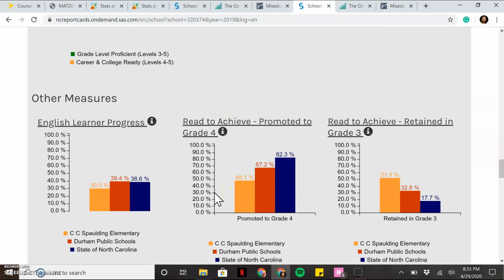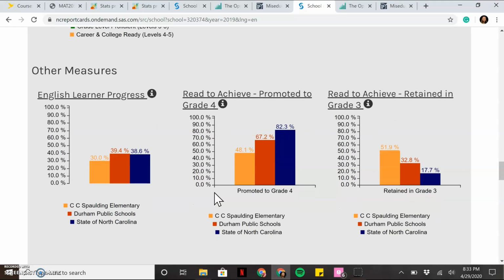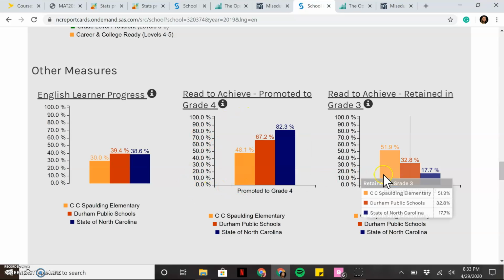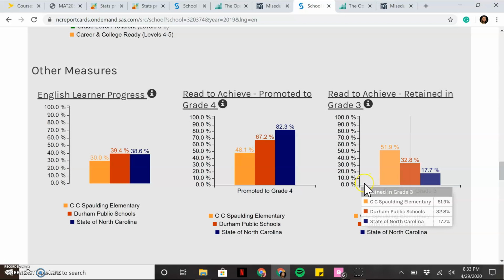But this is the one that shocked me the most. I kind of had to take a step back when I saw this originally when I was going through this data. More than 50% of their third grade students are retained in the third grade, and only 48.1% are actually promoted to grade 4. So it extremely shocked me that the retention rate was over 50% and higher than the promotion rate in this school.